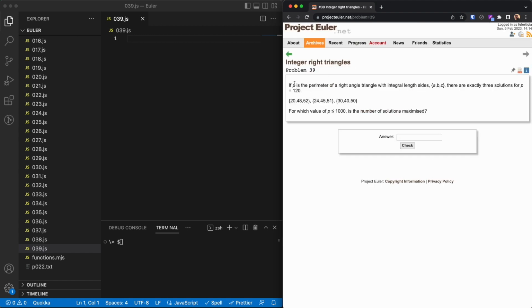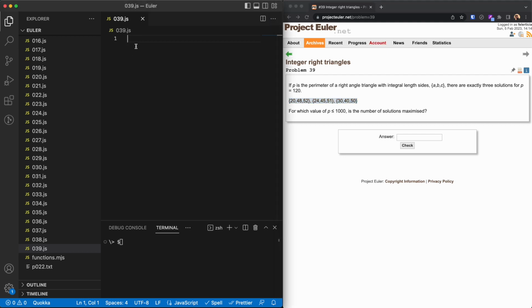Integer right triangles. If P is the perimeter of a right angle triangle with integral length sides A, B and C, there are exactly three solutions for P equals 120. And these are these three solutions.